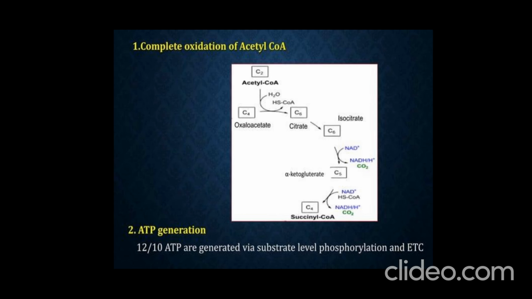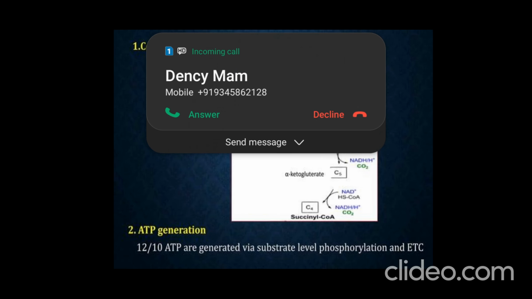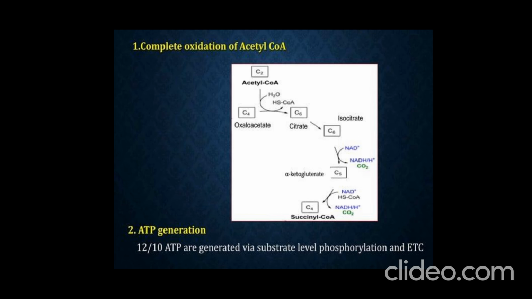Now we are discussing the significance of the TCA cycle or Krebs cycle. First comes the complete oxidation of acetyl-CoA. Here it is nothing but the complete conversion of acetyl-CoA. The steps included are that acetyl-CoA condenses with oxaloacetate to form citrate, and citrate is converted to isocitrate. Isocitrate is converted to alpha ketoglutarate and then to succinyl-CoA. That is known as complete oxidation of acetyl-CoA.